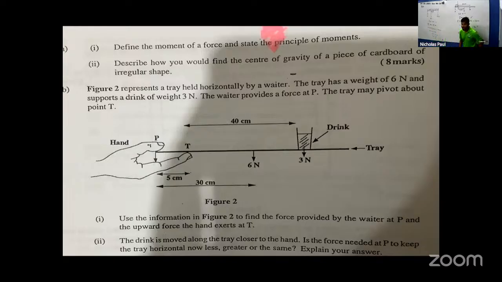So it's less than? Well, why? So when you bring the drink closer, it's less, right? So what will change here? This value becomes smaller. So when you divide, this value will become smaller. That's okay? So write this down. The value is less.